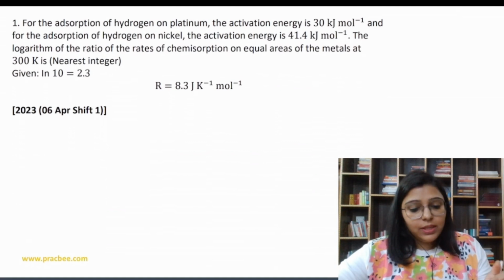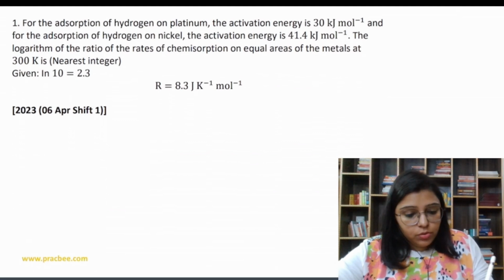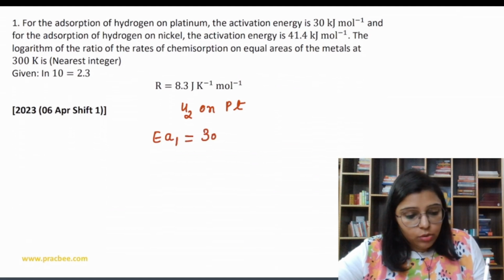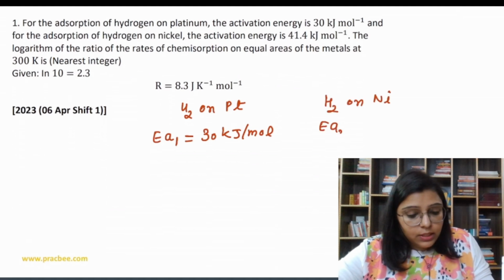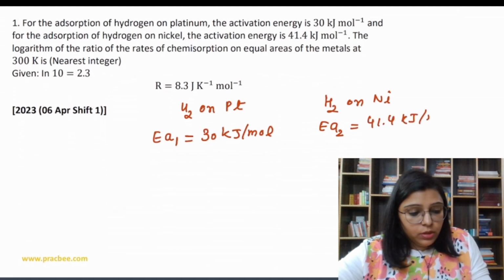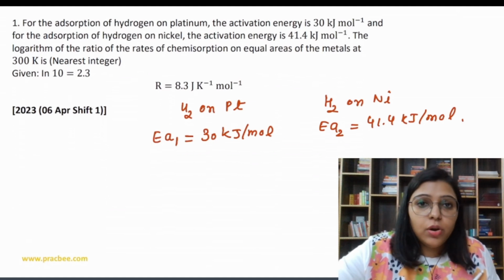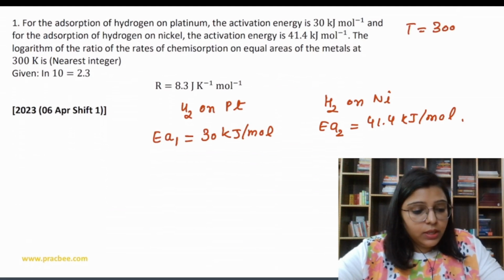So question number 1 says: for the adsorption of hydrogen on platinum, suppose I take the activation energy as EA1, that is 30 kilojoule per mole. And for hydrogen on nickel, the activation energy is 41.4 kilojoule per mole. We need the logarithm of the ratio of the chemisorption rates on equal amounts of metal at 300 Kelvin. So the temperature is 300 Kelvin.